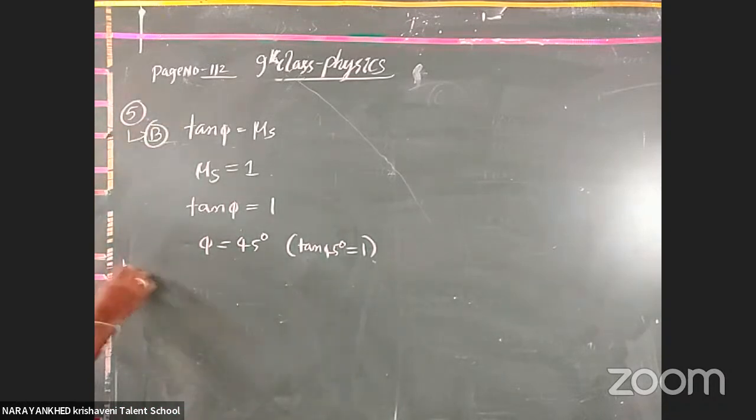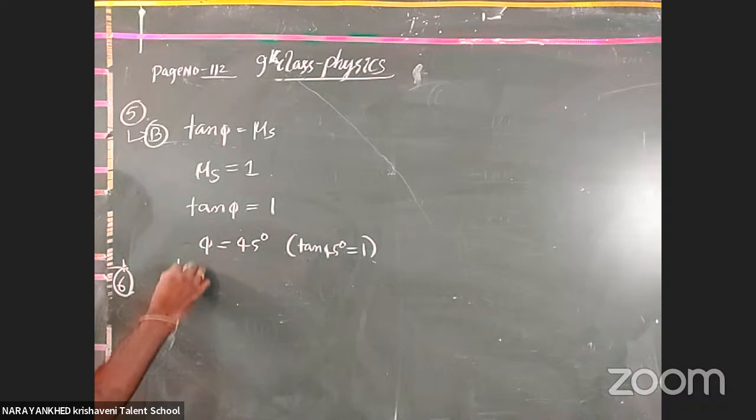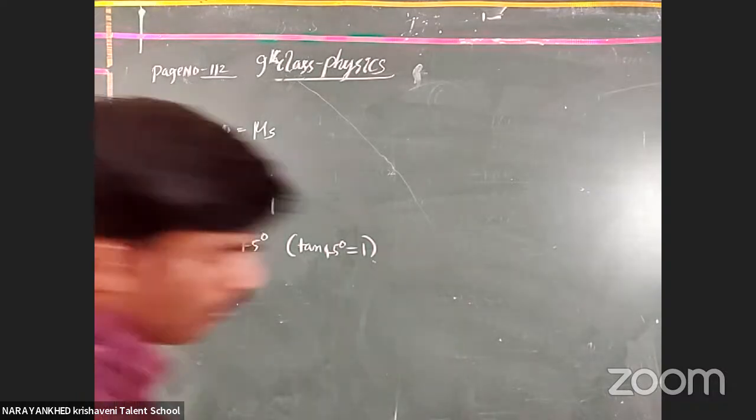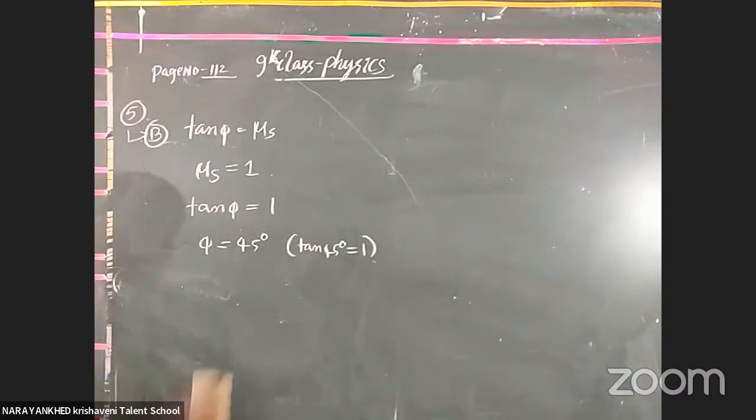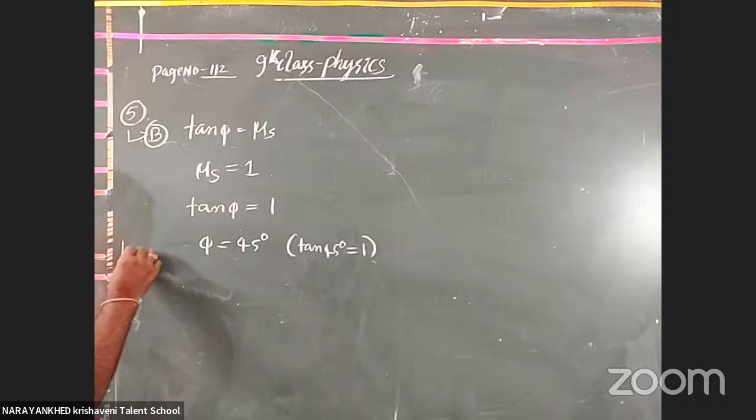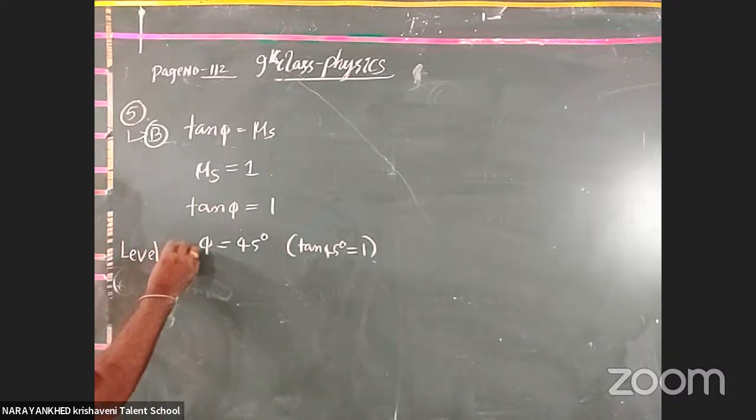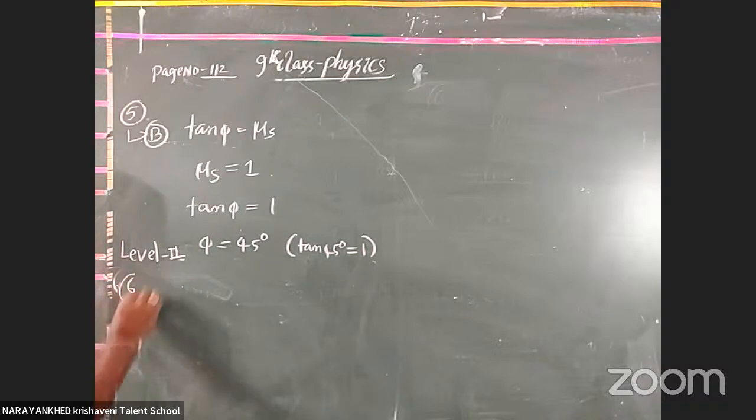Next, come to the sixth question. Important one here. The sixth one is a level 2 question. What is given here?